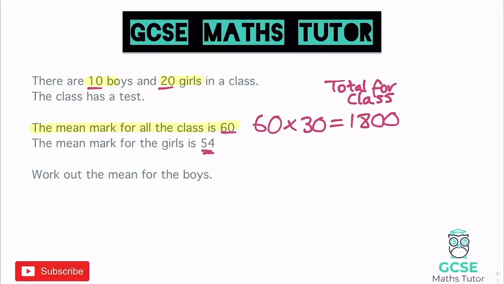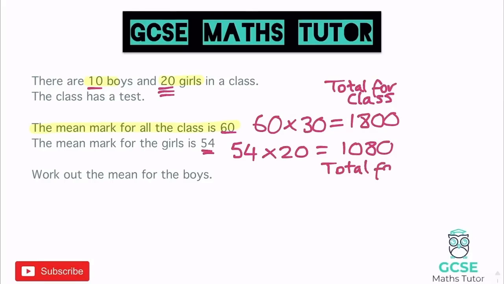There we go. The next bit of information: we've also been told that the mean mark for the girls is 54. In terms of the question, there are 20 girls. So if there's 20 girls and their mean is 54, we'll take their mean, 54, times it back by that 20 to find out what their total was. So 54 times 20 gives us 1,080. There is the total for the girls. Let's label that again, total for girls.